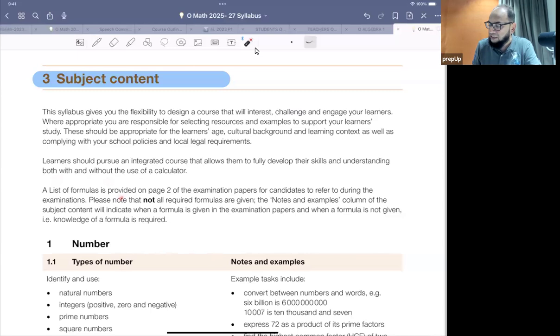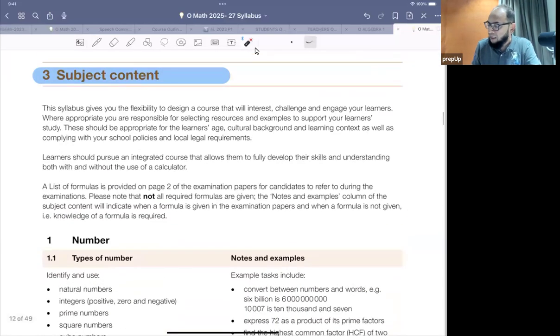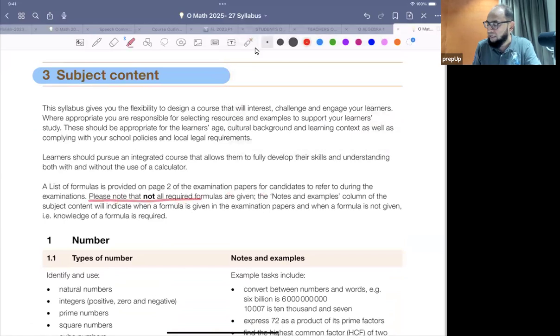A list of formulas is provided on page 2. So that must be at the back. For the examination papers, please note that not all required formulas are given. Now this is important. Not all required formulas are given. There are some that you need to memorize. The notes and examples column on the subject content will indicate when a formula is given in the examination paper. So this we will see in a short while. And when a formula is not given, knowledge of the formula is required.